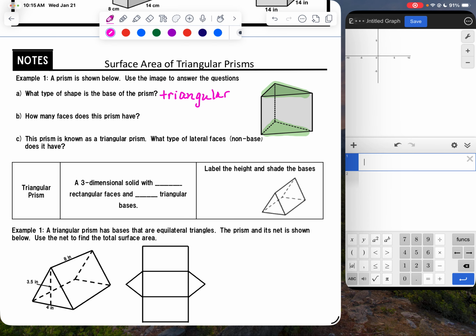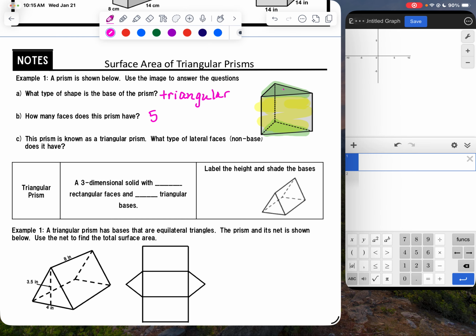In question B, it says, how many faces does this prism have? Well, if we count 1, 2 for the top base and the lower base, then we notice that we have 3 lateral faces. So we have a face here, here, and then this full front face for a total of 5 faces.